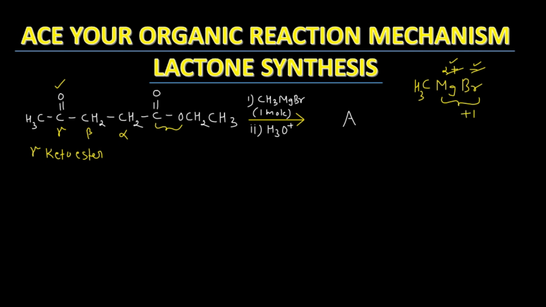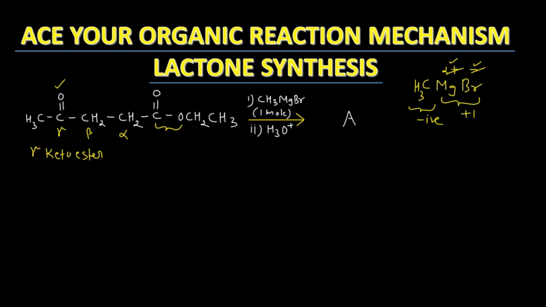This is just for the sake of understanding how we can identify the positive and negative parts in the Grignard reagent. Because magnesium is 2 positive and Br is 1 negative, as you all generally know, 2 positive and 1 negative will overall give you 1 positive. That means this methyl part is the negative part. You should know this.